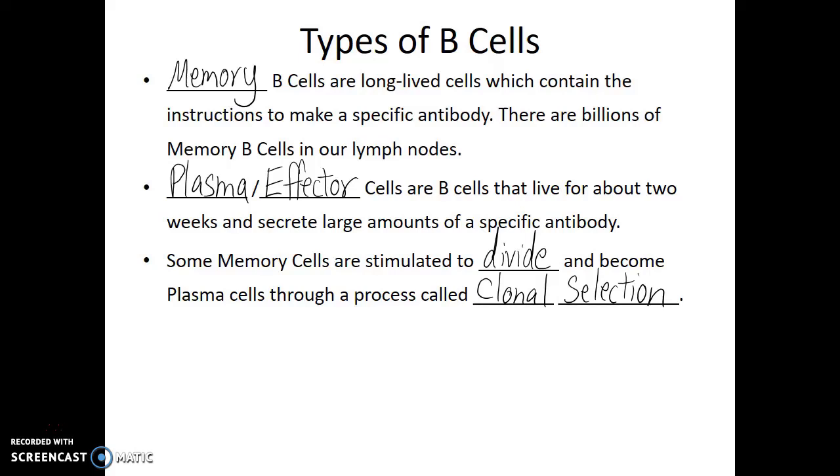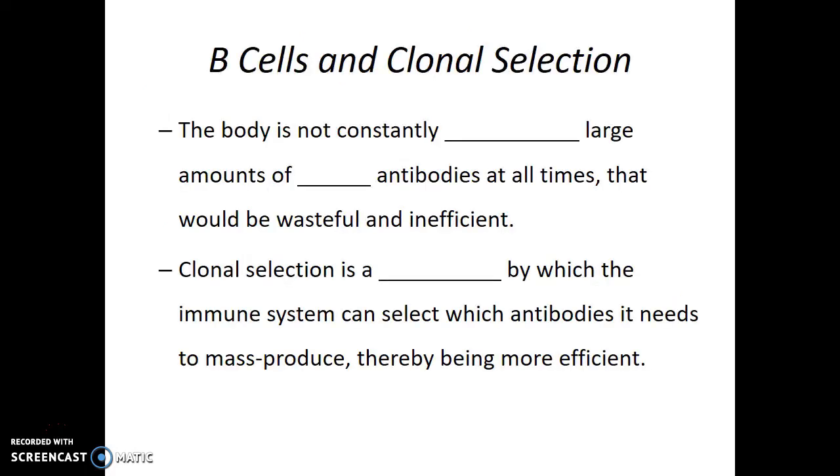Since we have so many different types of memory B cells, we could not have all of them producing every type of antibody all the time. So the body is not constantly synthesizing large amounts of all antibodies at all times. That would be wasteful and inefficient. Instead, clonal selection is the process by which the immune system can select which antibodies it needs to mass produce, thereby being more efficient.